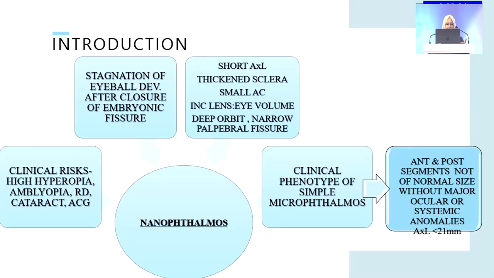They have shorter axial length, shallow AC, and increased lens to eye volume ratio, which is more than 11%, and normally it is 4%. And they have clinical risk of hyperopia. They have high hyperopia, hence they have clinical risk of severe amblyopia, RD, and cataract.